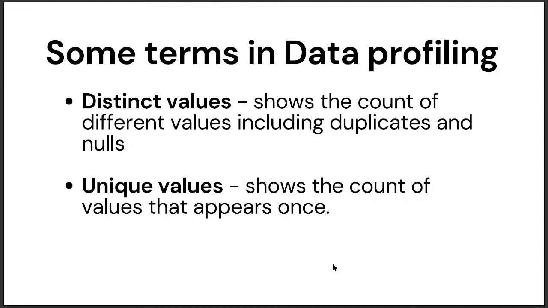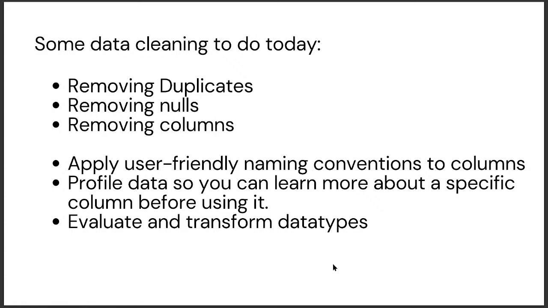So let's just move ahead. Some data cleaning we're going to do today is removing duplicates, removing nulls, and removing some unnecessary columns. Based on your analysis, you're the one that is going to determine this. You're going to determine, is this column really necessary in my analysis? If it's not, I might as well just remove it. Then we're going to profile data so you can learn more about a specific column before using it, and we will evaluate and transform data types.